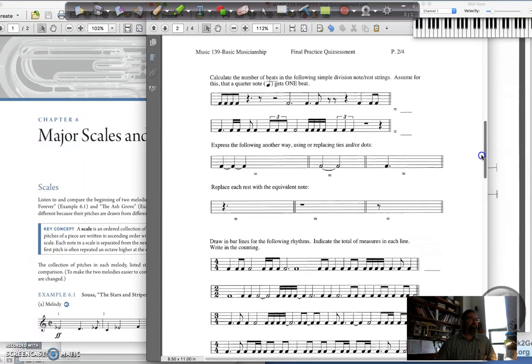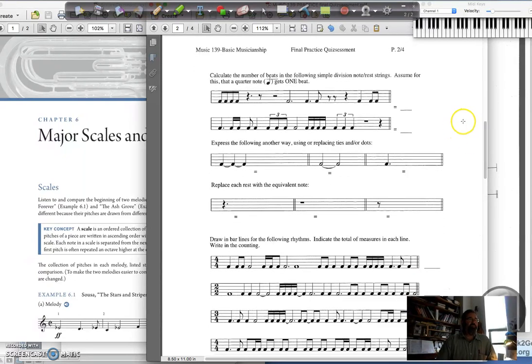Okay, on to some rhythm stuff. I kind of slice and dice the rhythm things in numbers of ways. Calculate the number of beats in the following simple division note rest strings. And there's no bar lines here. It's just add up what you got for combinations of notes and rests. In this case, we really are looking for you to give me how many quarter notes worth, where a quarter note gets a beat. So that's what you have in 2/4 or 3/4 or 4/4 time. So for instance, that would be 1.